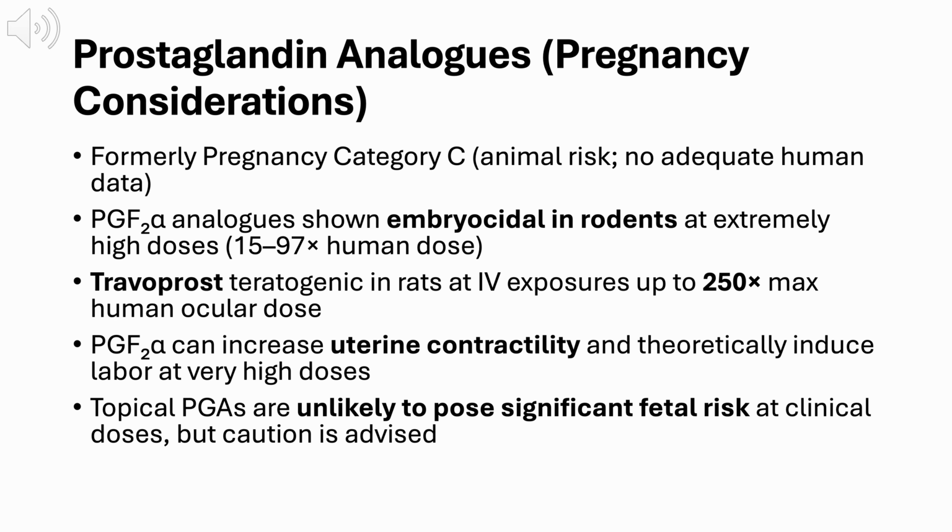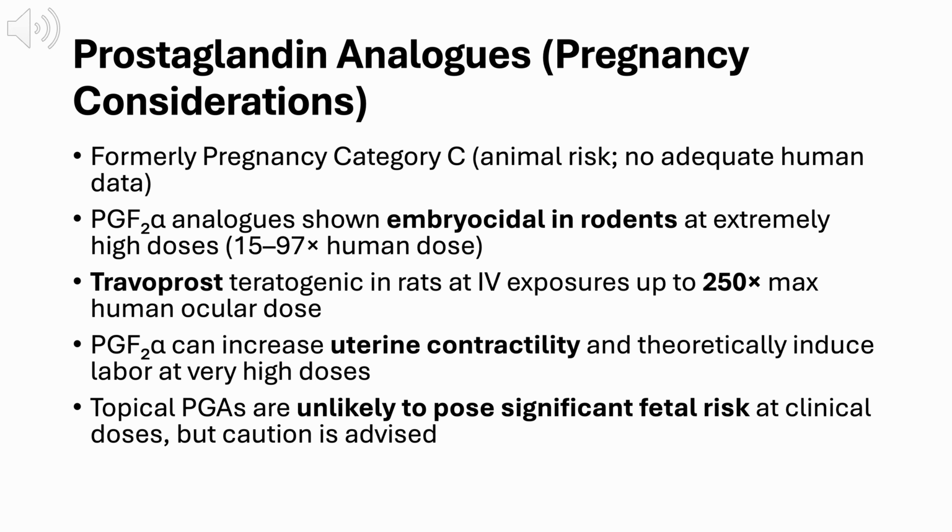Prostaglandin analogues require special consideration during pregnancy due to their pharmacologic similarity to naturally occurring PGF2 alpha, which can affect uterine tone. These medications were previously classified as pregnancy category C, indicating animal data suggesting risk but no adequate human studies. In animal models, PGF2 alpha analogues have shown embryocidal effects in rodents at doses many times higher than those used clinically, 15 to 97 times the human ocular dose.